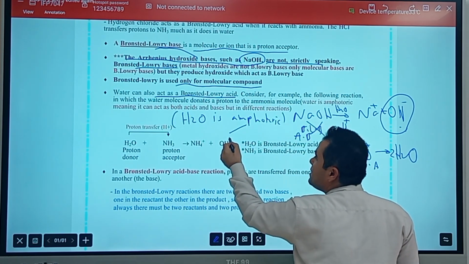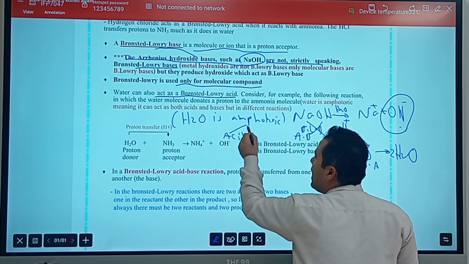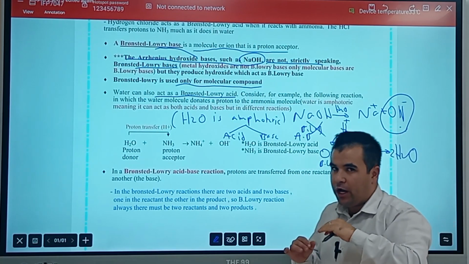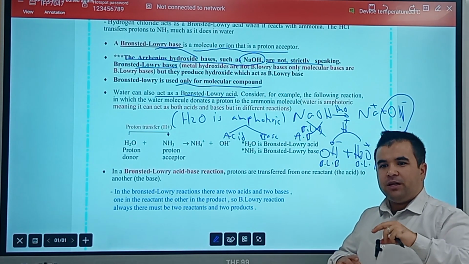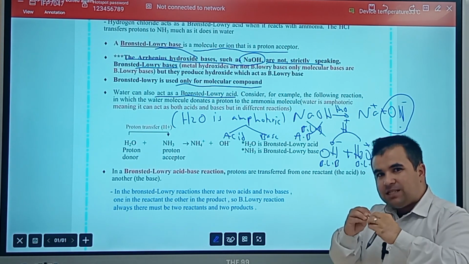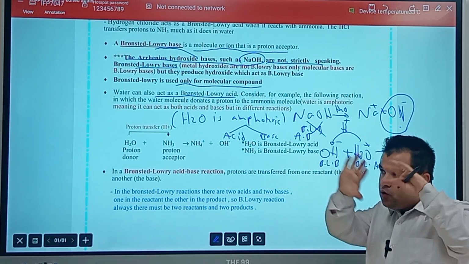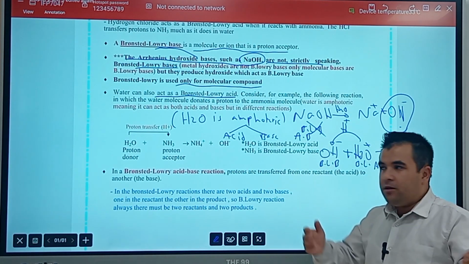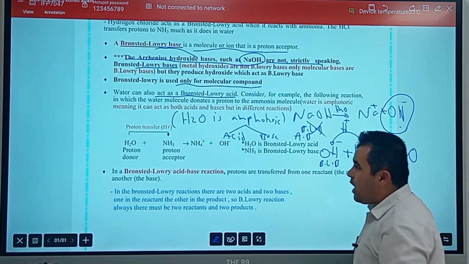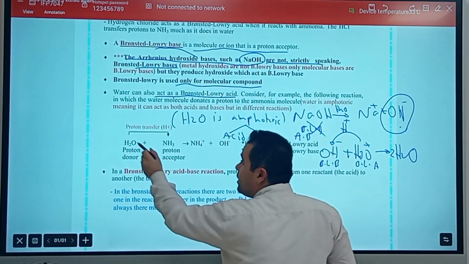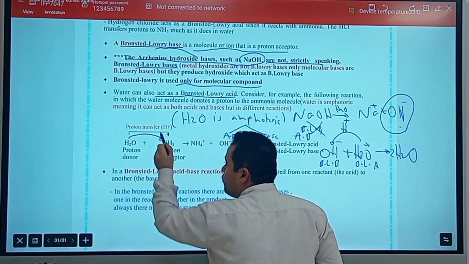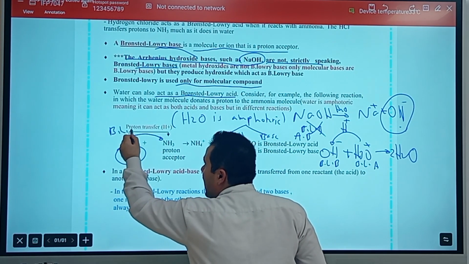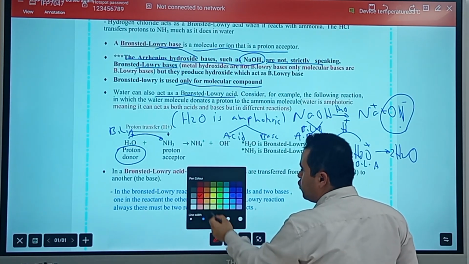Amphoteric means it can be acid and base as well, but in two different reactions, not in the same reaction. In the same reaction, it can be classified as base only or acid only, but in two different reactions, two different mediums, it can be an acid in one medium and a base in the other. For example, guys, have a look here. Here H2O donates a proton to ammonia, so it's a proton donor and it becomes a Bronsted-Lowry acid.